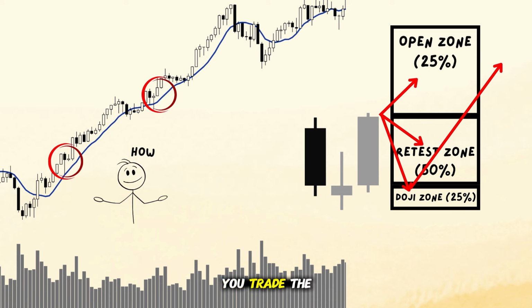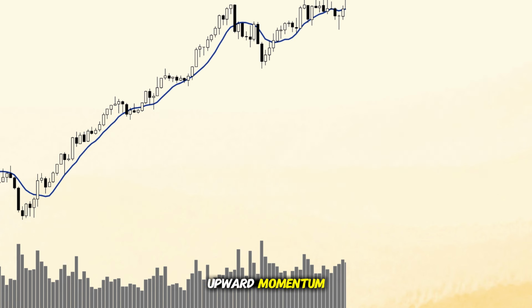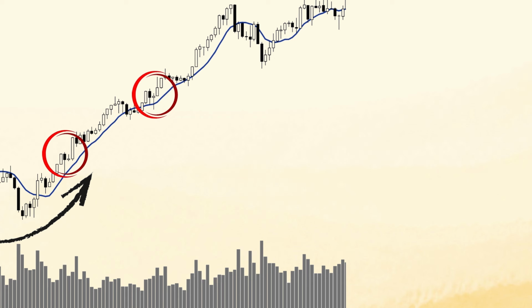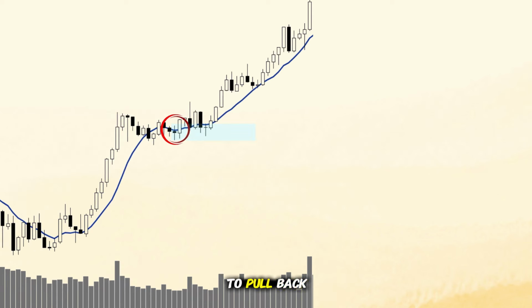So, how can you trade the morning star pattern in the best possible way? Well, it really depends on the situation. If the market is in strong upward momentum and forms a morning star pattern, you can take a trade immediately after the pattern completes. But if it appears near a support level, it's better to wait for the price to pull back toward the previous bullish candle before entering. And if you're scalping, you can use the doji zone as your entry point, keeping a very tight stop loss. However, the best scenario overall is to wait for the price to retrace to around the 50% level of the morning star pattern before entering your trade.